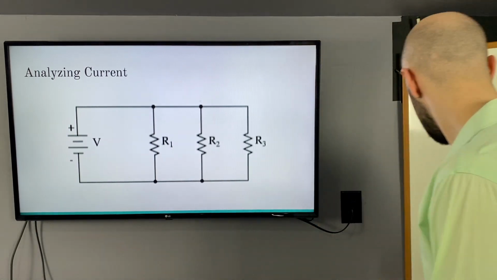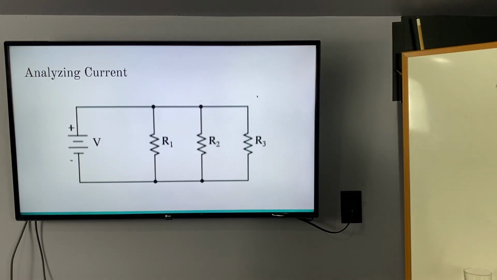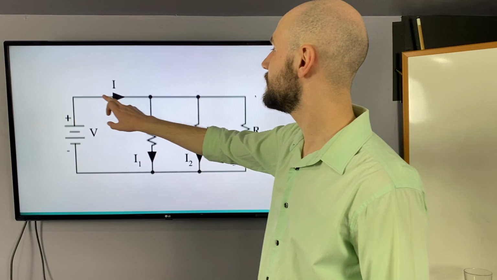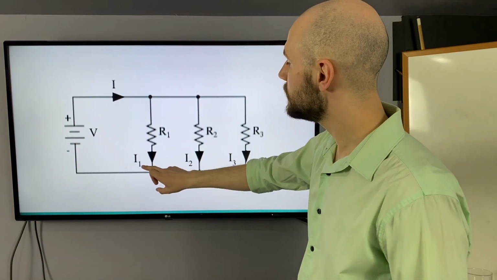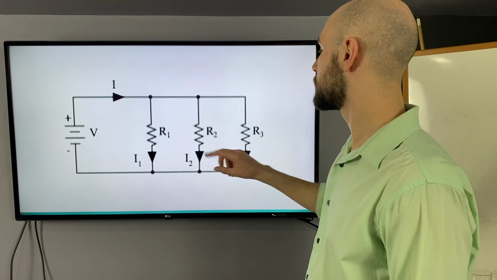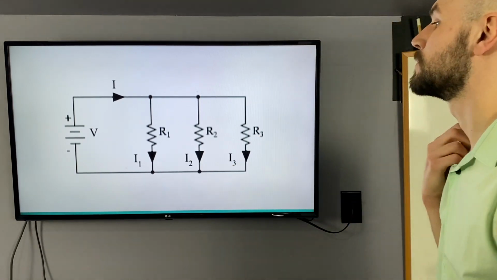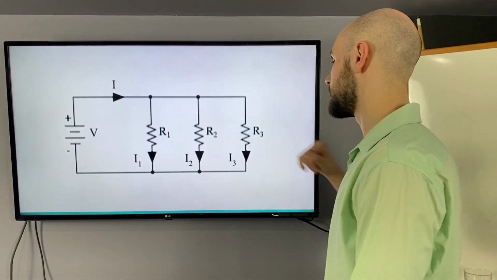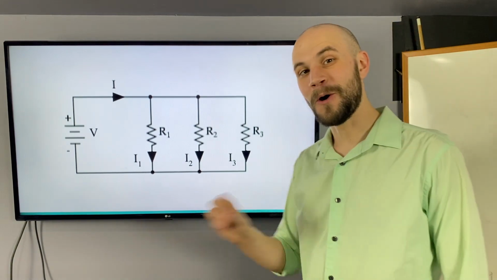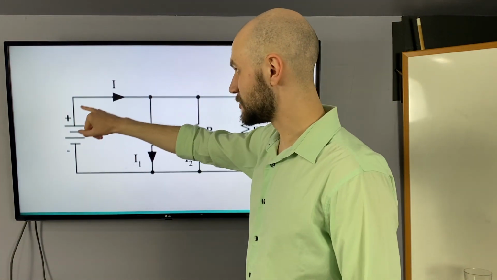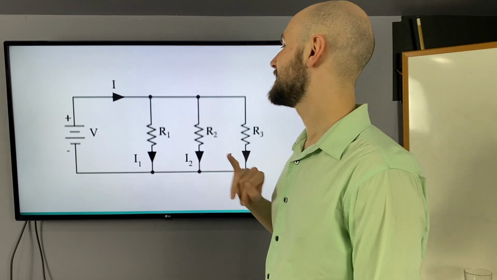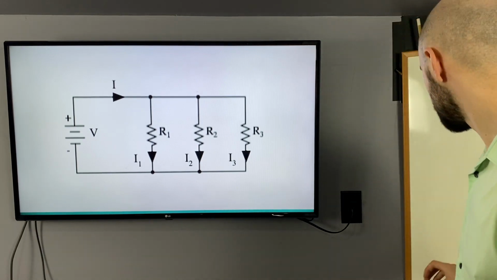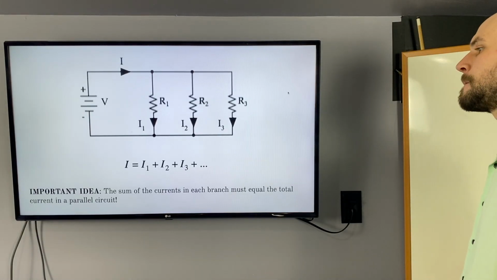So how does the current work through each one of these branches? Well, we have our total current here coming out of the battery, and then we have I1 going through resistor 1, I2 going through resistor 2, and I3 going through resistor 3. These three currents can be different if the resistances are different. But something that has to be true for all parallel circuits is the total current coming out of the battery has to equal, because of these junctions, the sum of all three currents through each one of the branches.